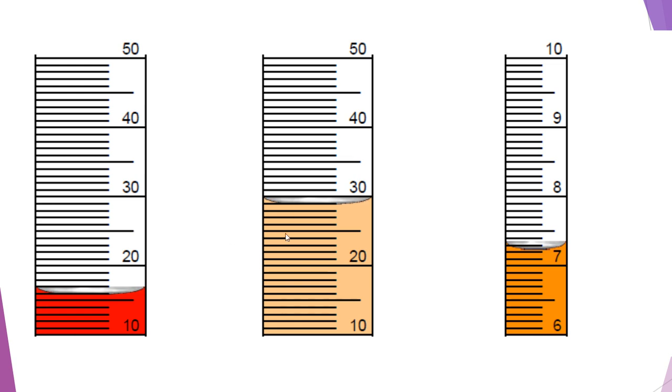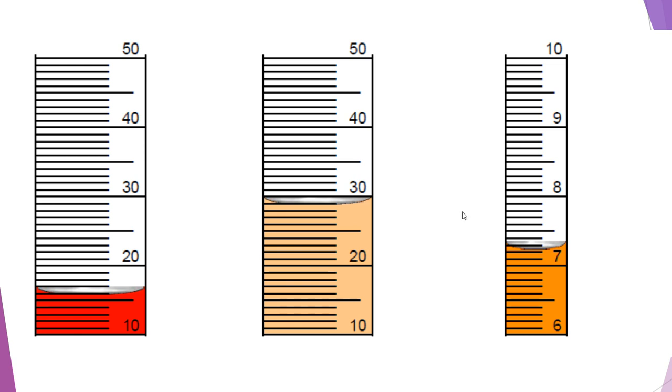The next graduated cylinder, at the bottom of the meniscus, we are above 20. We're going to count the hash marks above 20. We have 1, 2, 3, 4, 5, 6, 7, 8, 9 hash marks. Again, these hash marks are representing whole numbers because the next division is at 30. So if we're 9 whole numbers above 20, that would give us 29 milliliters, and we would want to write that as 29.0 milliliters.